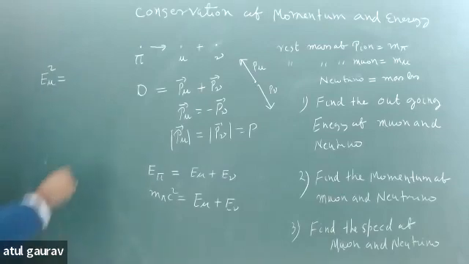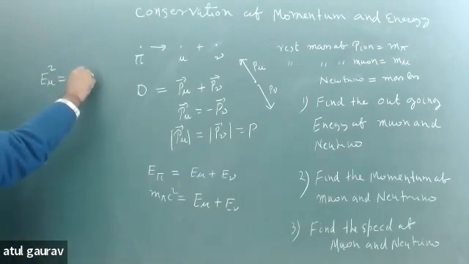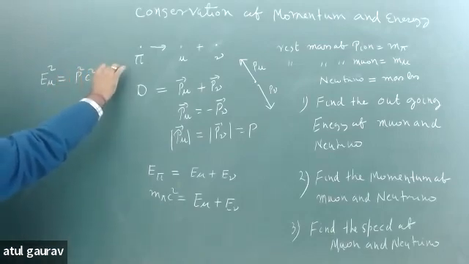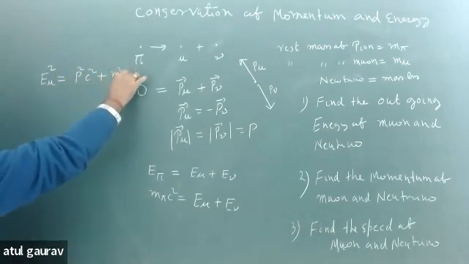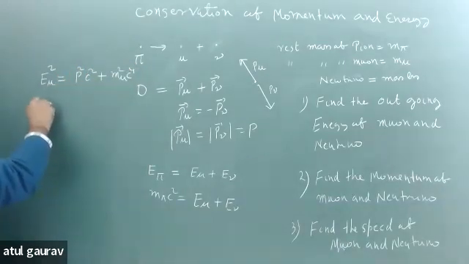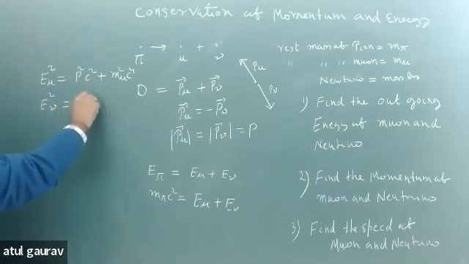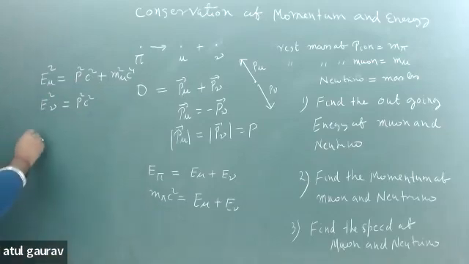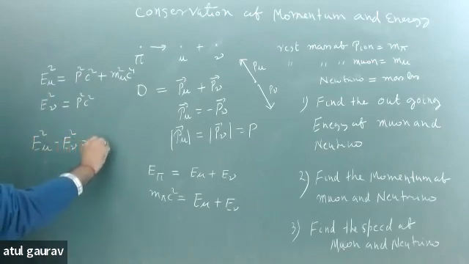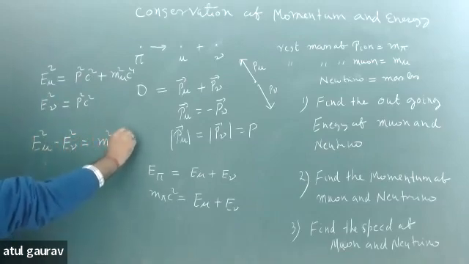What is your E mu square? P square C square plus M mu square C4. Very good. And what is your E nu square? P square C square, because there is no rest mass. So what can we do? We can subtract these two. है ना? So we get E mu square minus E nu square is equal to M mu square C to the power 4.